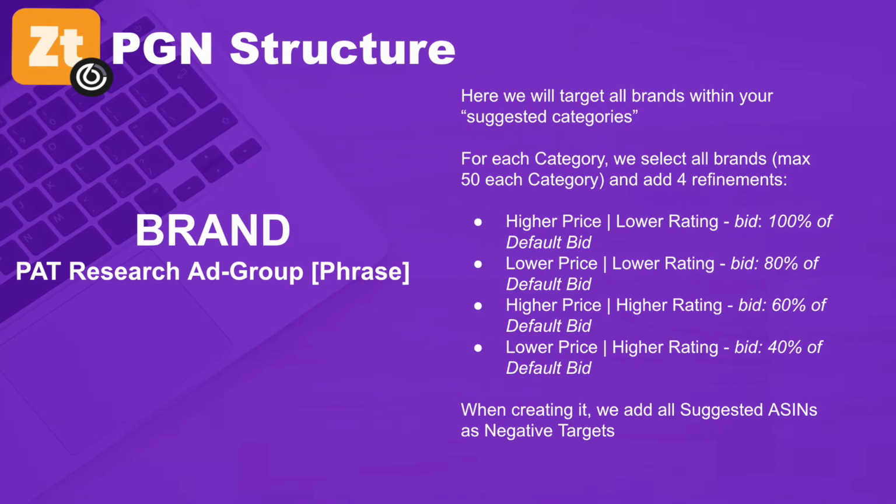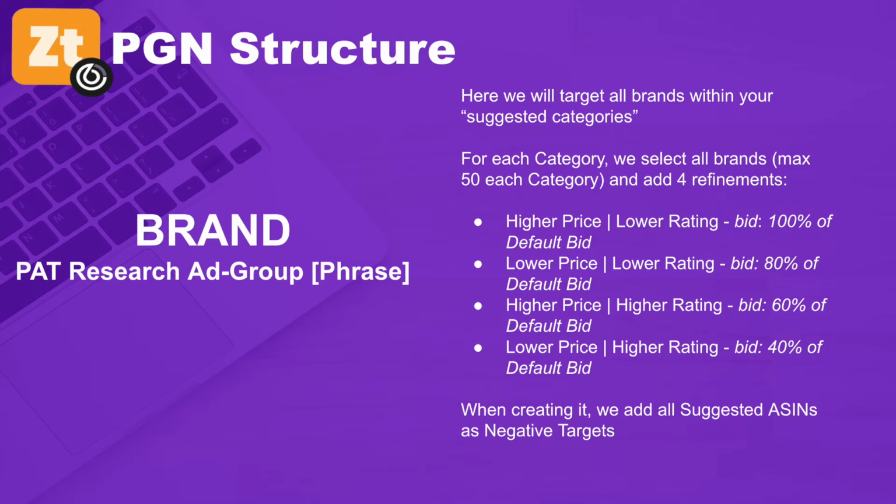The third ad group we're going to create for you will be the brand ad group. This ad group is very similar to a phrase campaign, which is like a research ad group. Here we will target all brands within your suggested categories based on the SKUs you submit for advertisement. Amazon will tell us what categories the items are relevant to, and based on those suggested categories, Amazon will give us the 50 top brands within those categories, and we will take every single category that Amazon tells us you're relevant to.